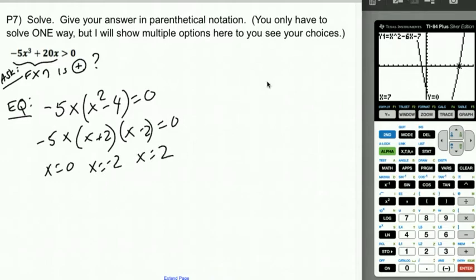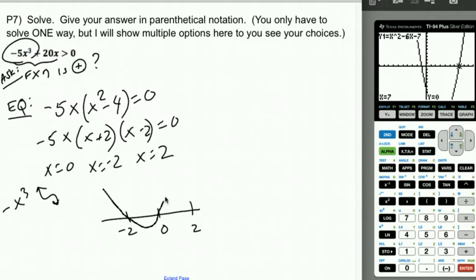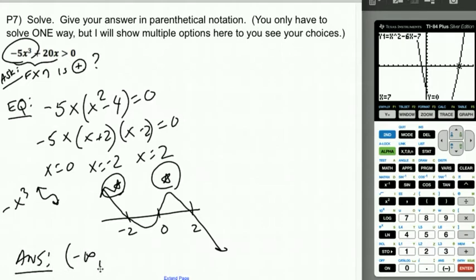So again, you can do this one of two ways. If you remember that a negative x cubed looks like this, you could use that information to draw this really quickly. Here's -2 and 0 and 2. It crosses, crosses again, crosses again. Since you want when this thing is positive, you can see that it's this window and this window. So if you do it this way, your answer is -∞ to -2, parentheses, and 0 to 2 again with parentheses, and that's fine.